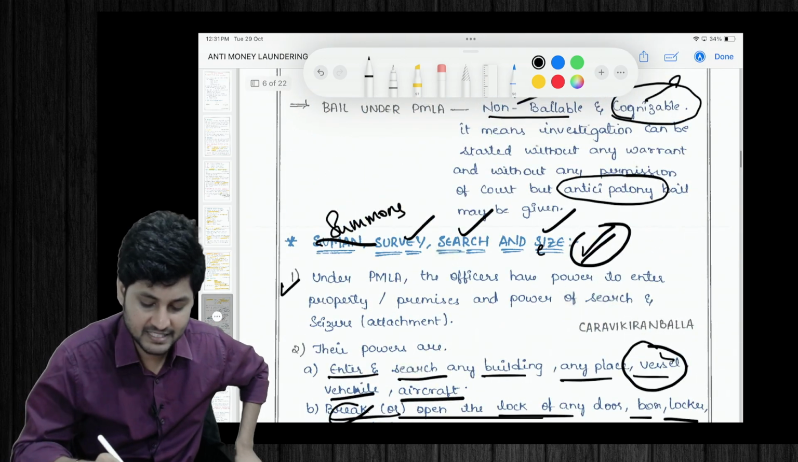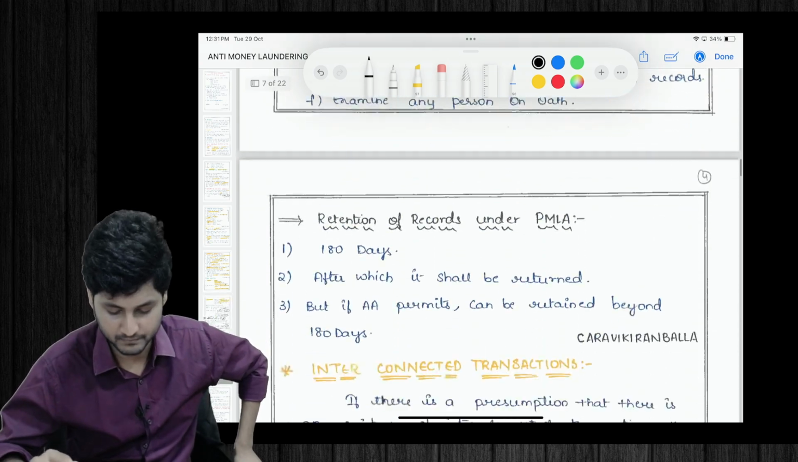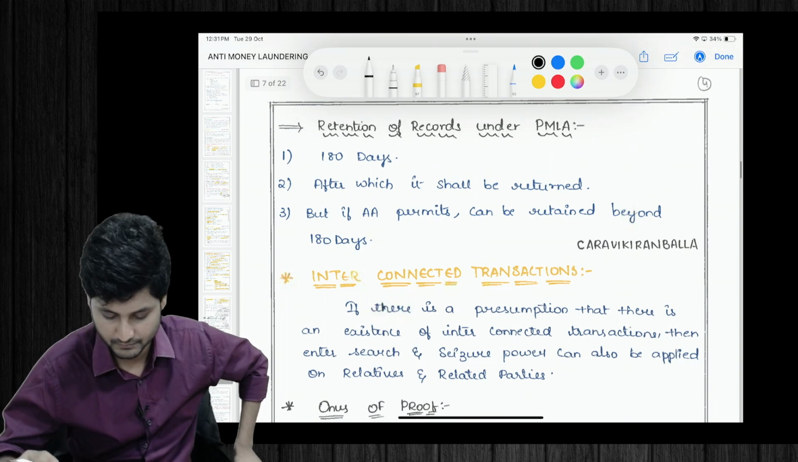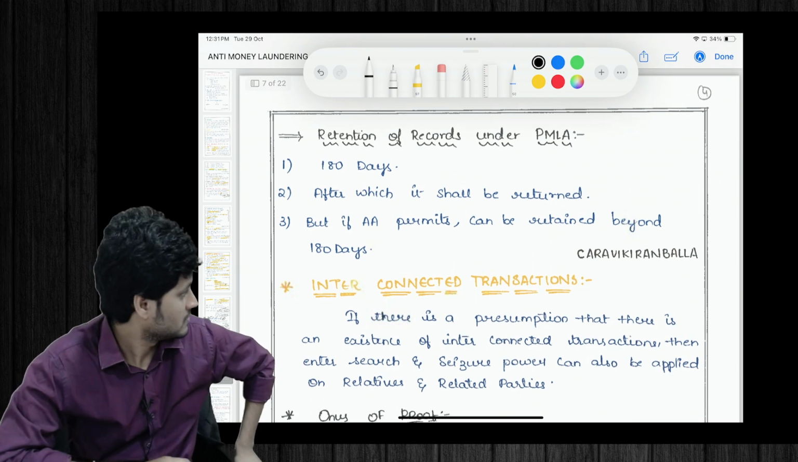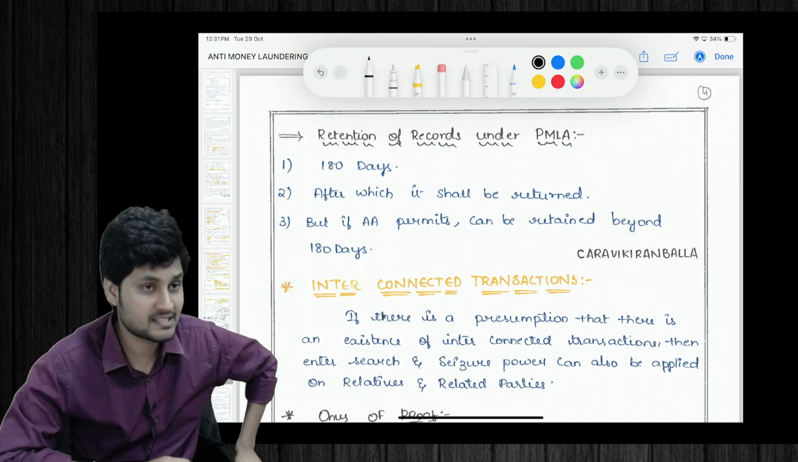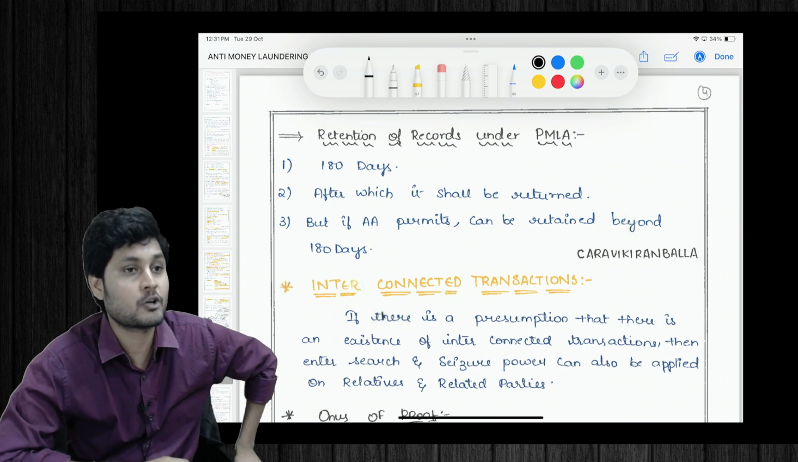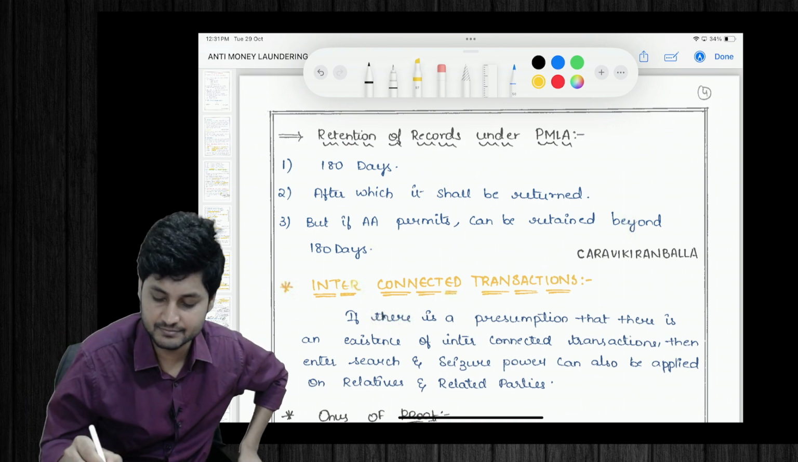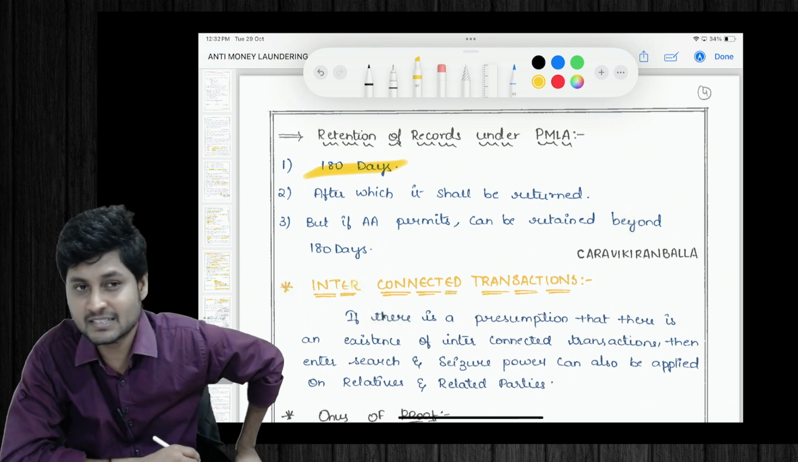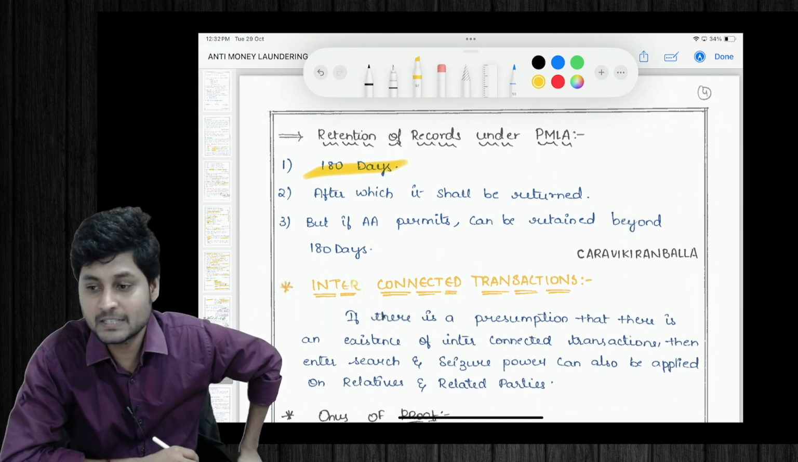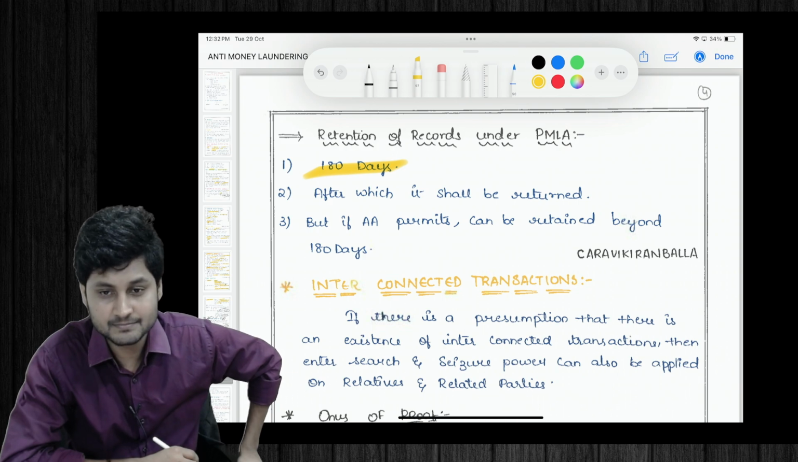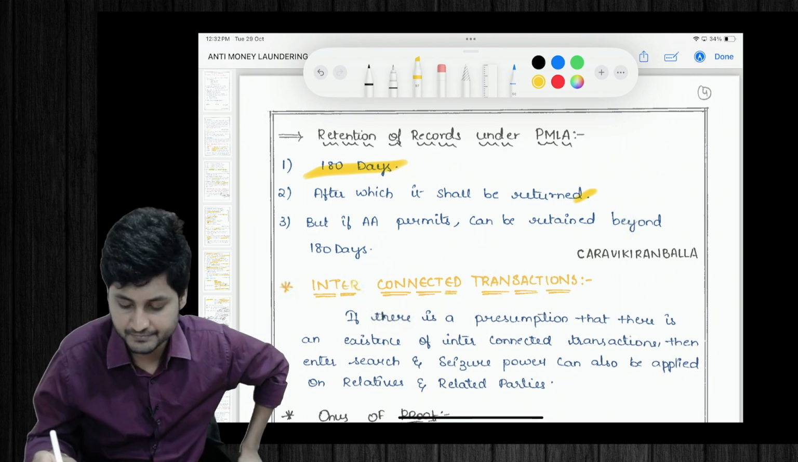Please read this question carefully. After the search is made, the department confiscated some records. For how much period can they retain those records? 180 days. Retention of records after the search is made in the premises: if the records are confiscated, then they can be retained by the department for how many days? 180 days. And after the completion of 180 days, they must be returned.